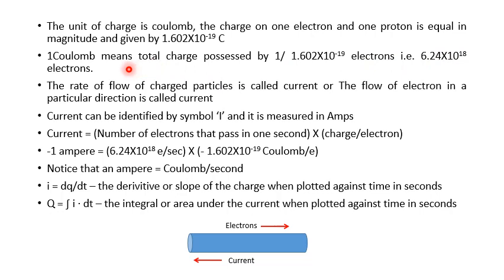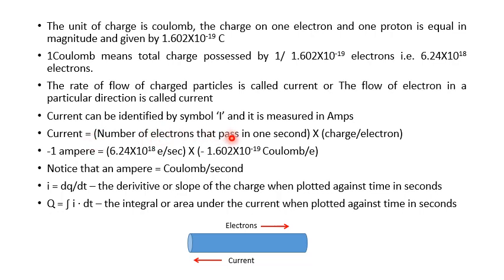Then we'll go for the definition of current. What do you mean by current? The rate of flow of charged particles is called current. Or you can also define the flow of electrons in a particular direction as current. Current is identified by the symbol capital I, and it is measured in amperes. Ampere is the name of the scientist who contributed to this.